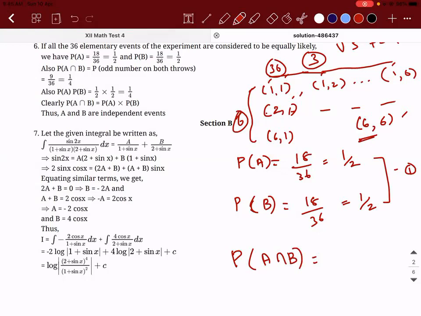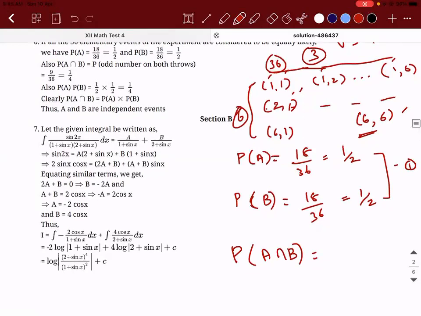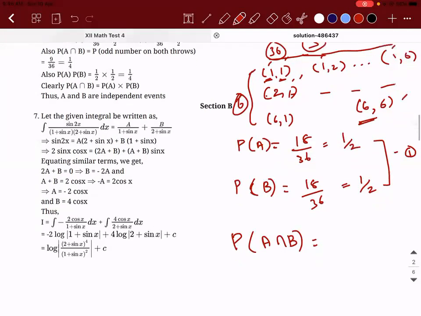So what is the probability of the intersection? Probability of intersection of both. That is, the first row should also give you 1. The second row should also give you 1. Like that, how many such odd pairs can you find?